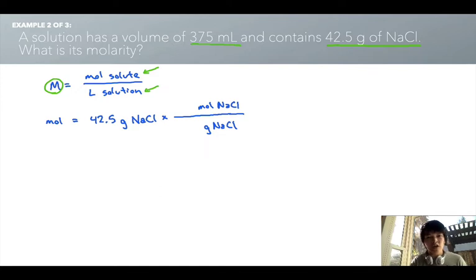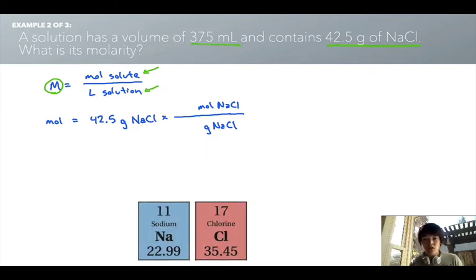To get the molar mass, we're going to have to look at the periodic table. If you look at the periodic table, the molar mass of sodium is 22.99, and the molar mass of chlorine is 35.45. So to get the molar mass of NaCl, you just add the two together.